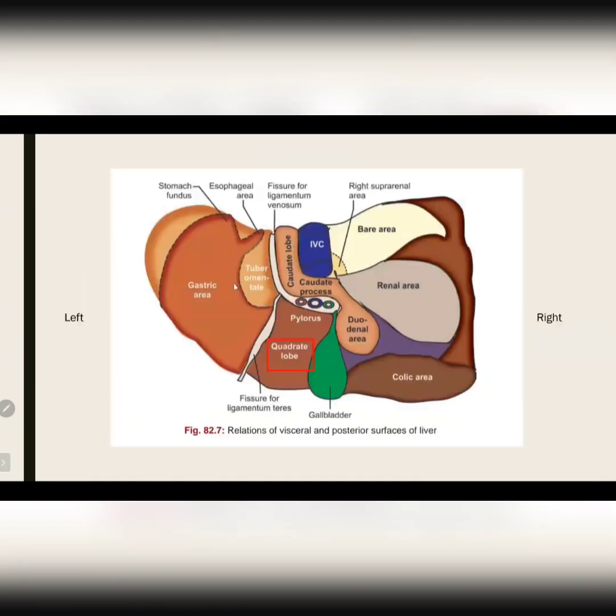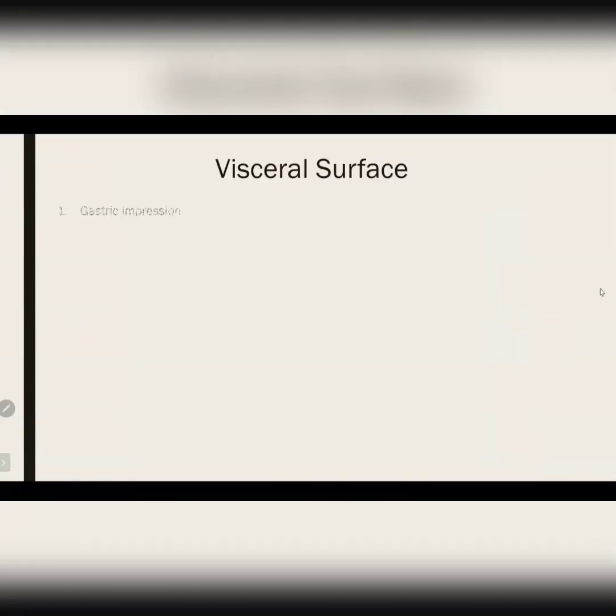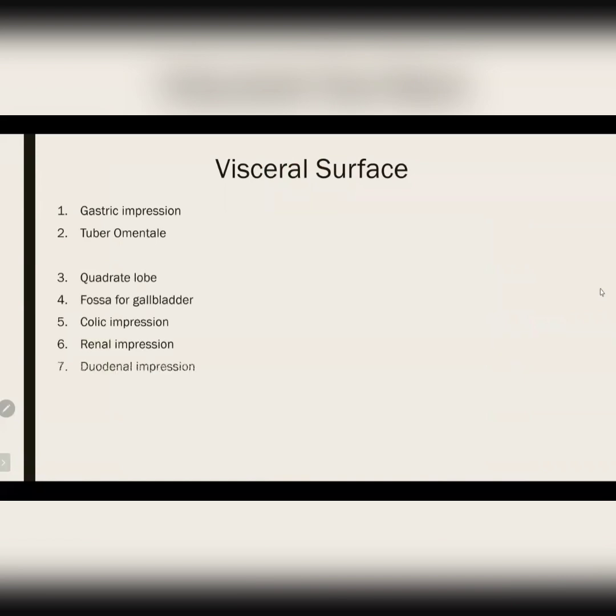Related to the gastric area, there's one more small portion here called the tuber omentale. This is the tuber omentale of the liver, which is related to the lesser omentum and to the tuber omentale of the pancreas. In the left lobe of the liver, these are the two impressions, and the rest of the special features and impressions that we learned all belong to the right lobe of the liver.